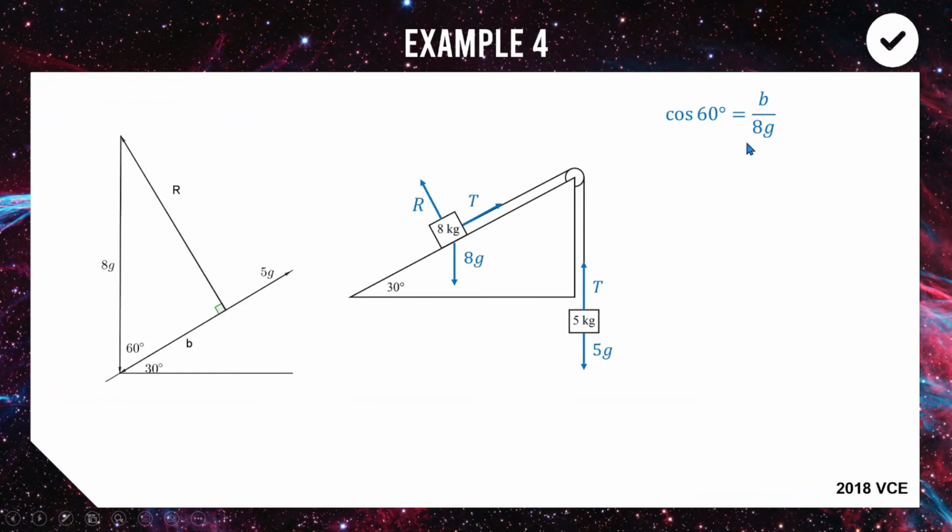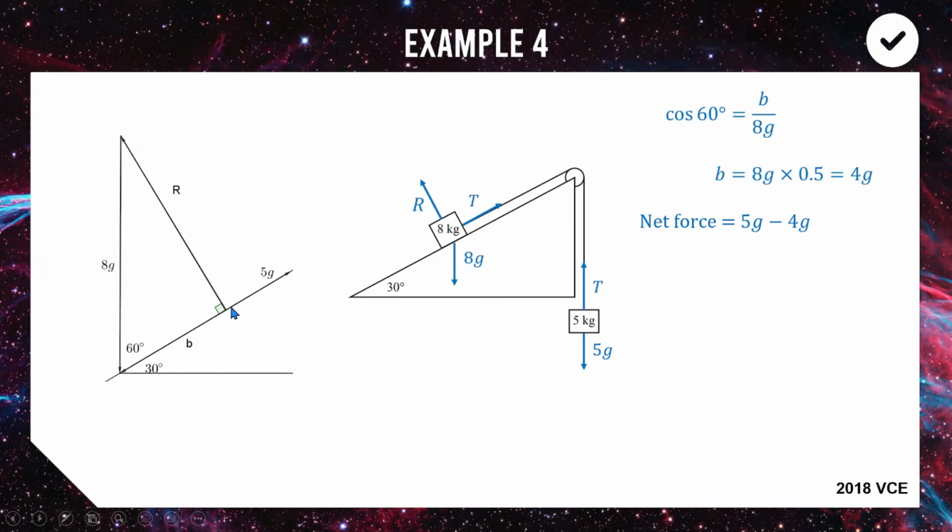Now what we're going to do is say cos 60 is equal to b over 8g. In this triangle here, cos 60 is equal to adjacent over hypotenuse. Again, the reason we're doing this is because we're trying to find the magnitude of this force, b, which is acting down the slope. So cos 60 is b over 8g. Cos 60 is conveniently equal to a half, so this rearranges to 8g times 0.5, which is 4g. So if we have our net forces, we have a force of 4g going down the plane. That's the force of b, which we just calculated with trigonometry.